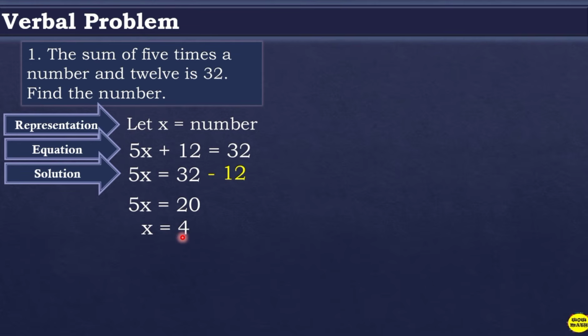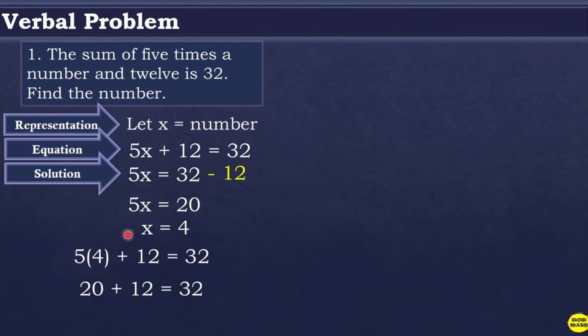Now, pwede mo i-check. Going back to your equation, 5x plus 12 is equal to 32. Substitute natin yung 4 dito sa x, kasi yun ang nakuha natin. So 5 times 4 plus 12, this is 20 plus 12, so that is 32. So 32 is equal to 32. What is the answer? Balikan mo yung question, find the number. Ano yung number? The number is 4.